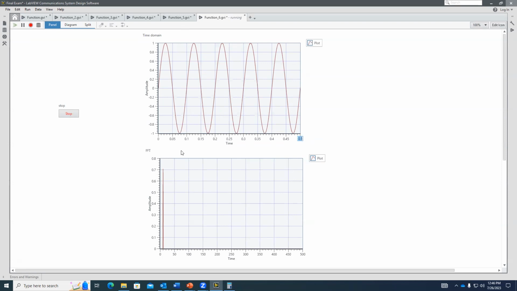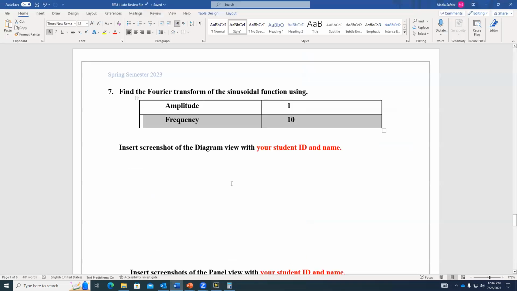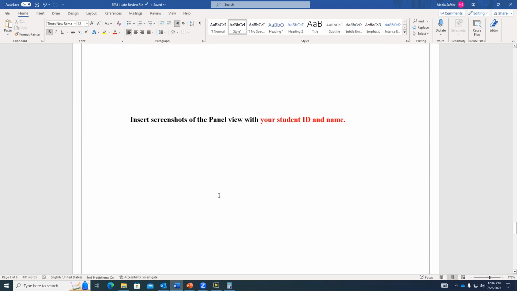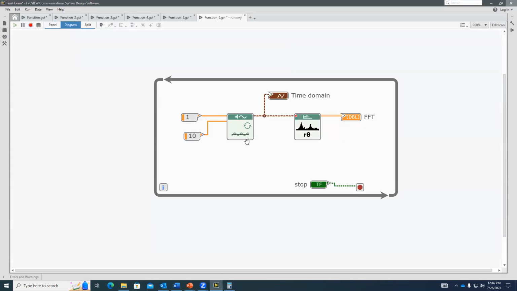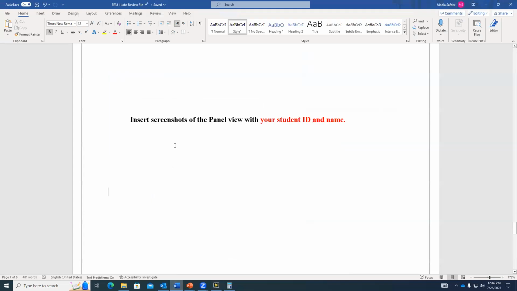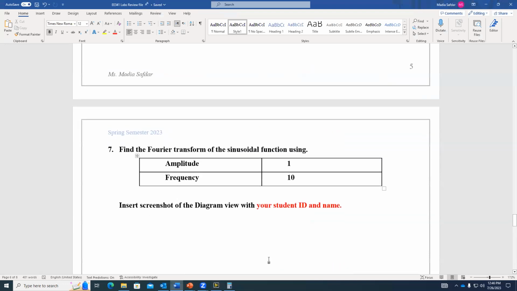For this, how can I see it? Because the frequency is 10, I can choose the nearest value to 10, but a greater value. So choose scale and make it 15. So you can see that your frequency is 10. That's it. You will take your diagram view here, panel view here. So this is very simple. You bring the wave generator, you take FFT, you plot the time domain signal, and you plot the frequency domain signal. This is about lab number 4.